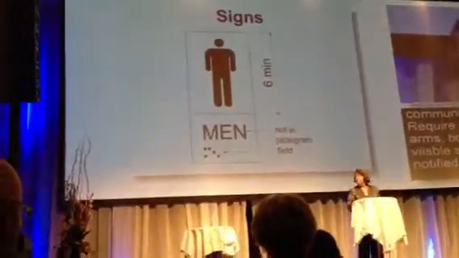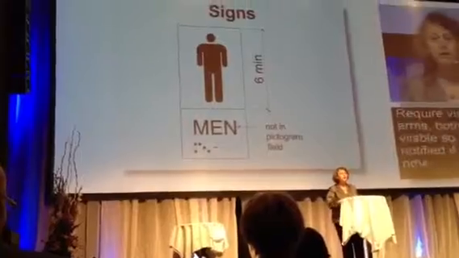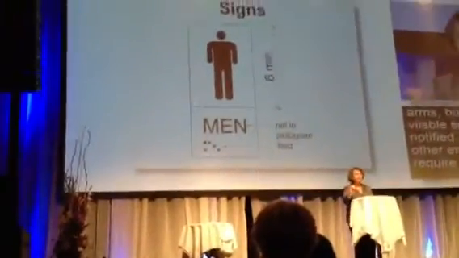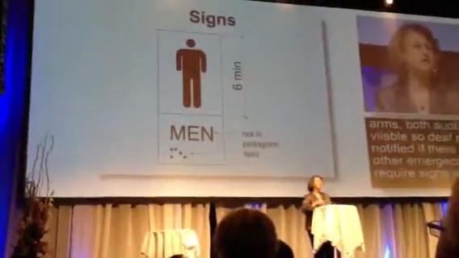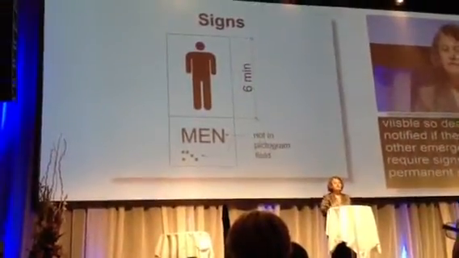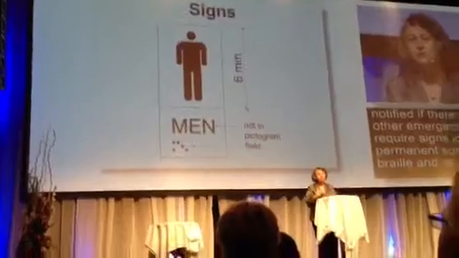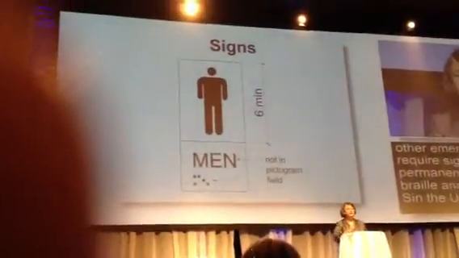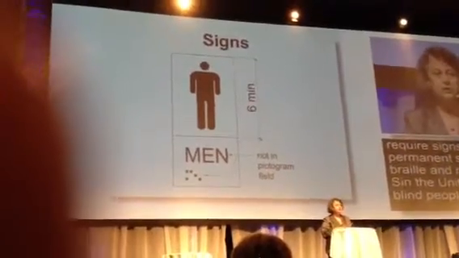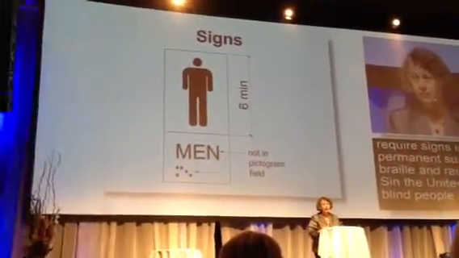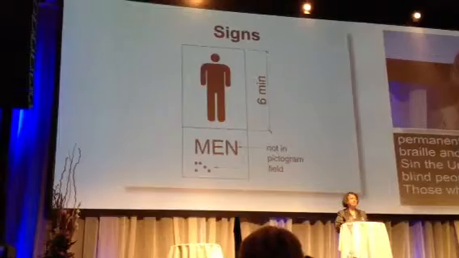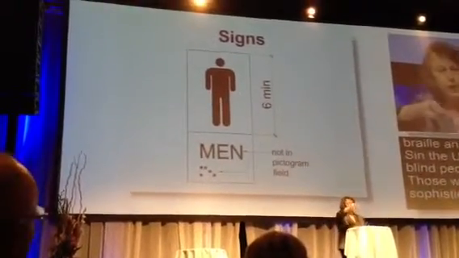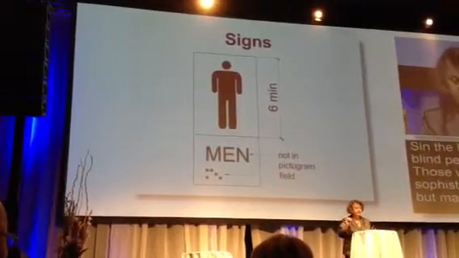Next slide. We require signs identifying permanent spaces to have both Braille and raised letters, because in the United States, very few blind people actually read Braille. Those who do read Braille like the grade 2 Braille, which is the more sophisticated style of Braille, but many blind people are not educated to read Braille. So we require raised letters that someone could trace with the finger as well.